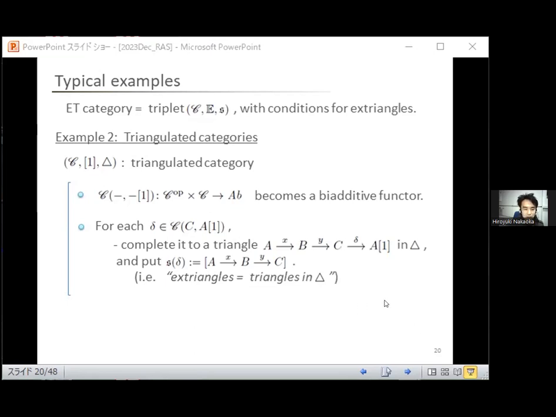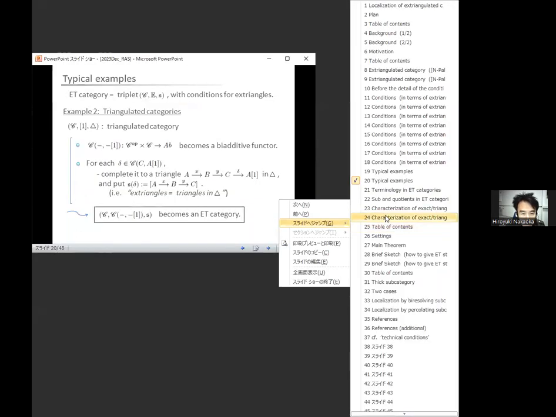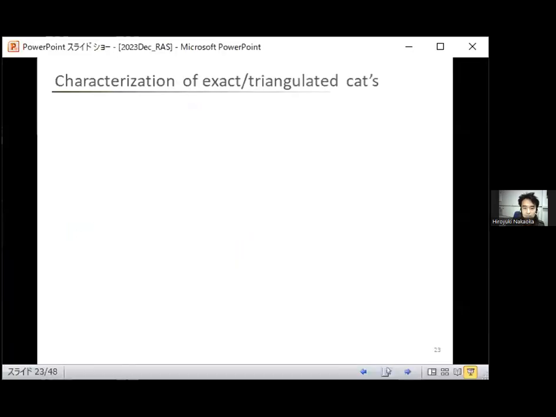And in this way, any triangulated category can be regarded as an ET category. Well, let me skip a bit. So exact categories and triangulated categories are typical examples of ET categories. And conversely, we can characterize among ET categories which are exact categories and which are triangulated categories by very simple conditions.